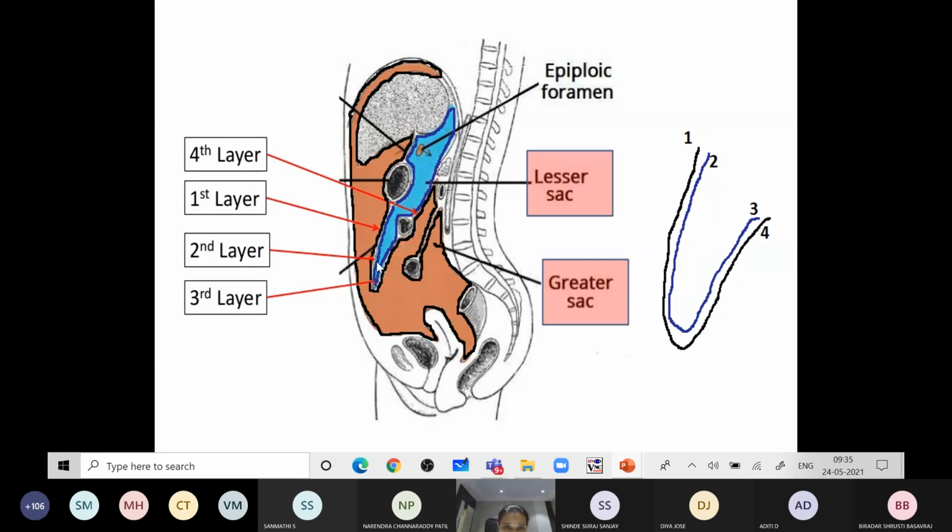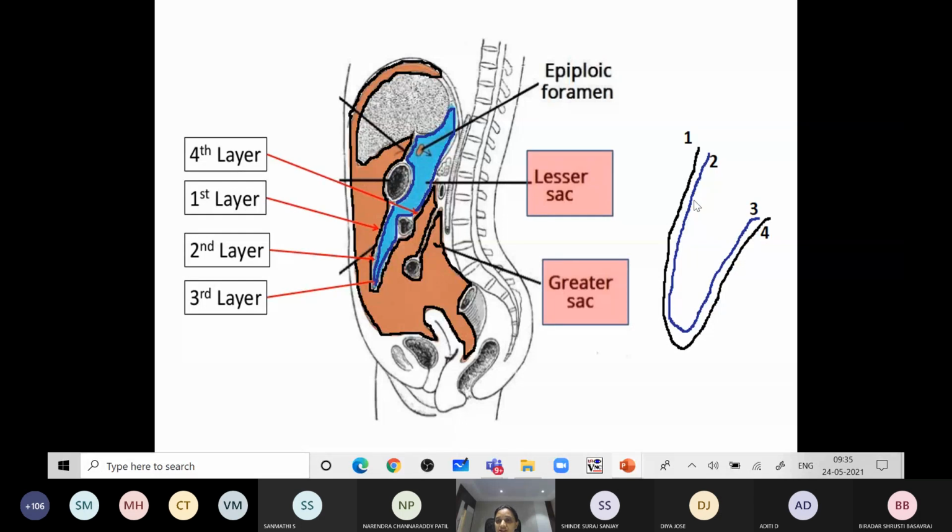These two layers descend down to a variable degree, then fold upwards. So this is the first layer, this becomes the fourth layer. The second layer folds upon the fourth layer and forms the third layer. The first layer becomes the fourth layer, the second layer becomes the third layer.